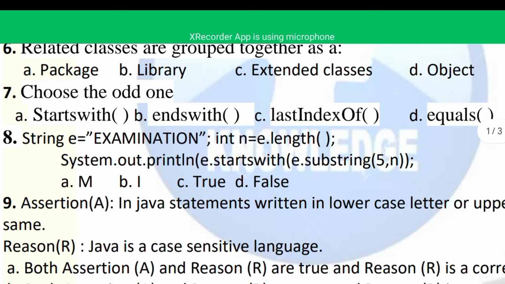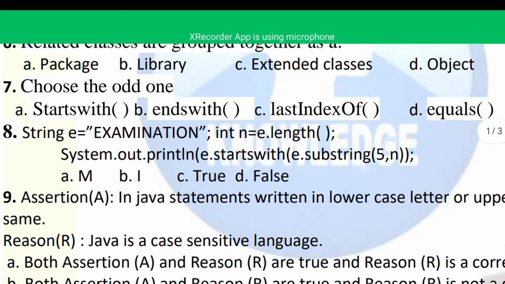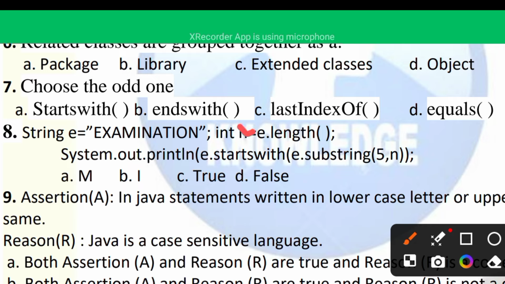Question 7. Choose the odd one. There are 4 methods of the String class, and we have to choose which is the odd one: startsWith, endsWith, lastIndexOf, equals. So what will be the correct answer? startsWith returns a boolean value. endsWith also returns a boolean value. The equals method also returns a boolean value, and lastIndexOf returns an integer value. So the odd one here will be lastIndexOf.